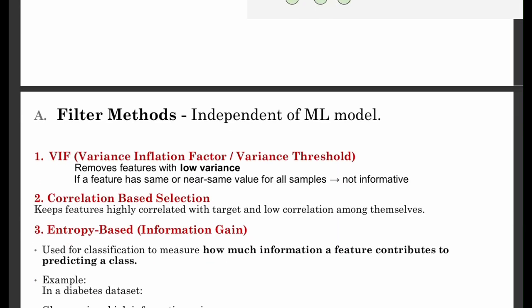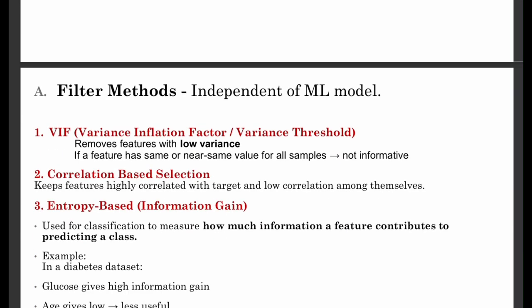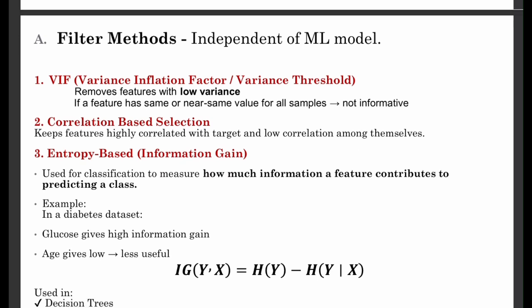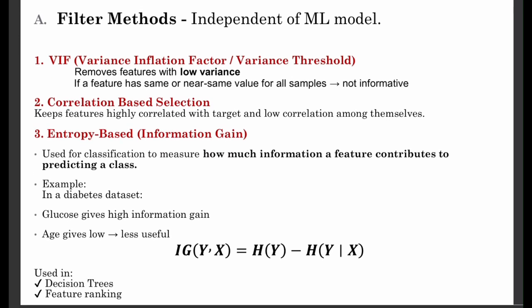The filter method 1 is given as variance inflation factor or variance threshold, which is called VIF. This removes features with low variance. If a feature has the same or nearly the same value for all samples, it contributes no information. It can't help the model distinguish different outcomes. For example, if every patient in your dataset is from the same city, city is useless as a feature.